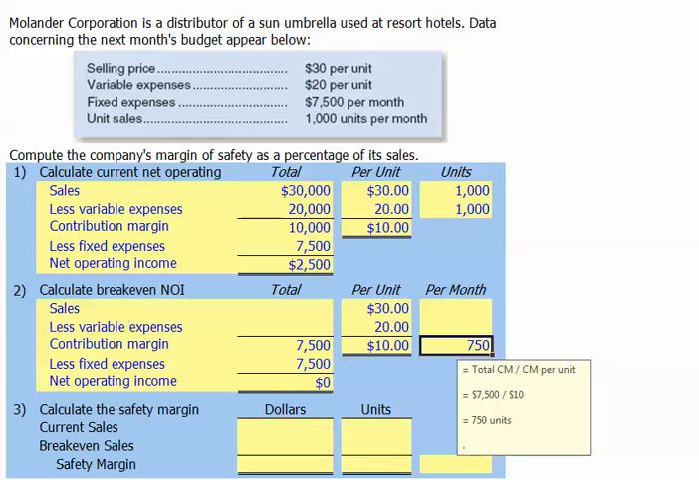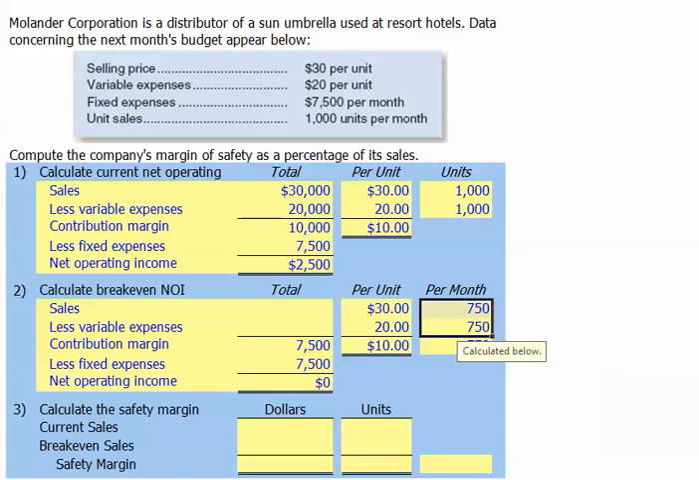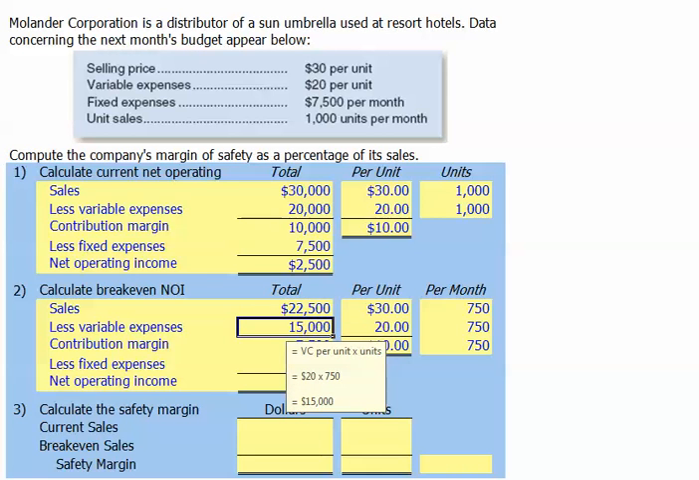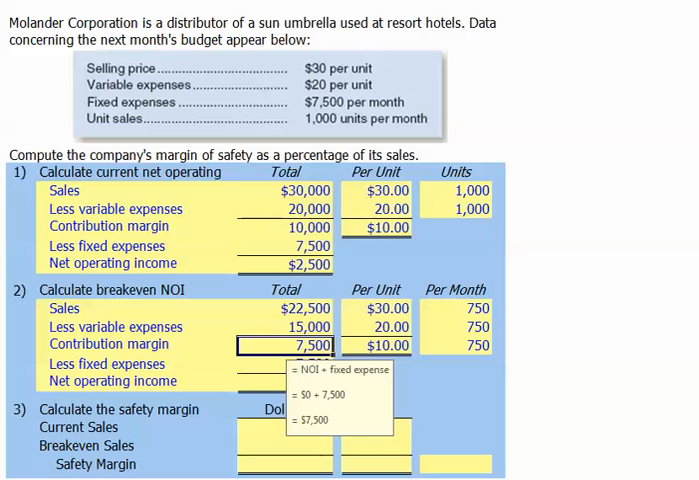We can go ahead now and calculate our break-even level of sales in dollars by multiplying our break-even level of sales by our per unit selling price of $30 per unit. Break-even sales are at $22,500, and our variable expenses at this level of sales will be $15,000, which is the $20 per unit times 750 units. If we subtract our $15,000 in variable expenses from our $22,500 in sales, we get our contribution margin that we figured out earlier, which confirms that we've done our break-even calculation correctly.